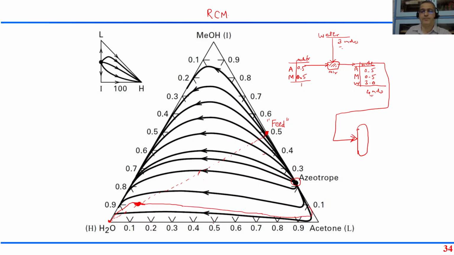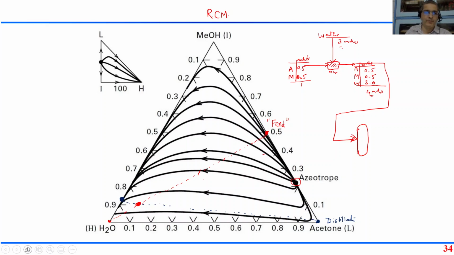Something like this, isn't it? So if I distill this mixture in a continuous distillation column, let's say I have a very tall column, very large number of theoretical stages, very large reflux, I should be able to get pure acetone as a distillate. And the bottom of the column would be, remember, the feed, the distillate and the bottom, they lie on a straight line. We have seen that in a ternary diagram. The bottom product would be essentially a binary mixture of methanol and water.